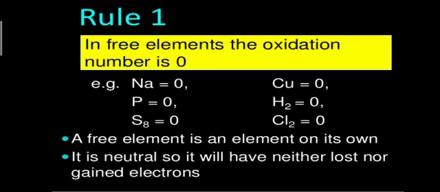For example, when manganese is found in isolated form, that is not in combined state, so in isolated form manganese oxidation number will be 0. Similarly, copper, hydrogen, chlorine, phosphorus, sulfur, sodium. When sodium reacts with no other element or halogen, it means that it has the oxidation state equal to 0. So a free element is an element on its own. It is neutral. As you know that a neutral atom or element carries no charge. So it will have neither lost nor gained electrons.